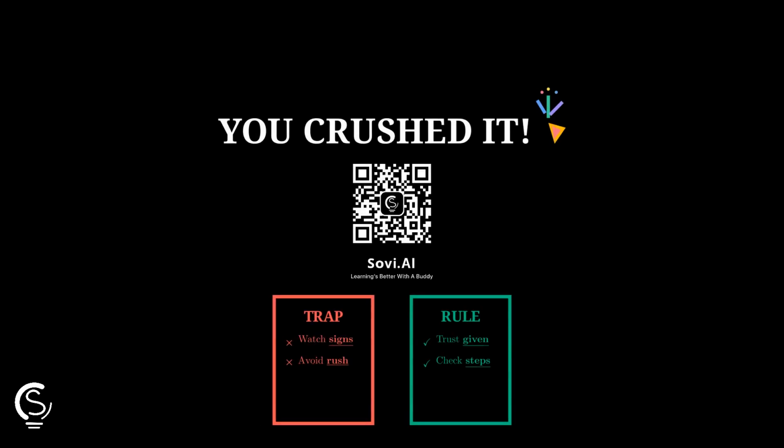Well done! Option D! Scan now, watch signs, and avoid rush. Trust given relationships and check steps so trade deficits match capital inflows.